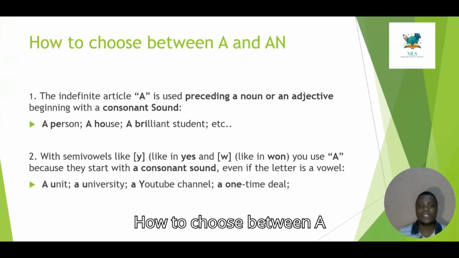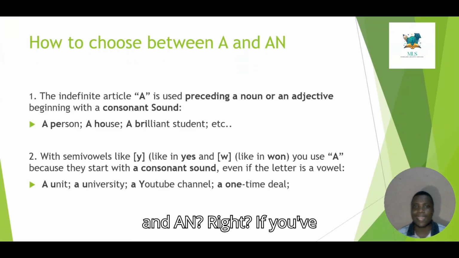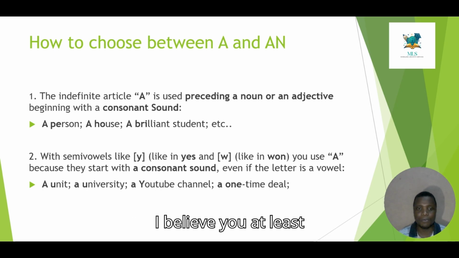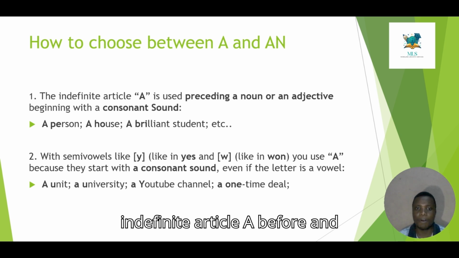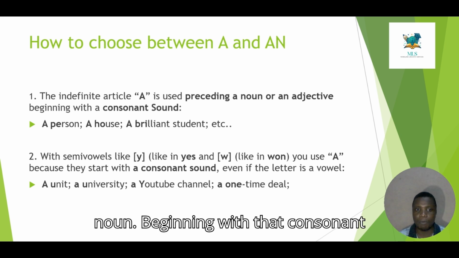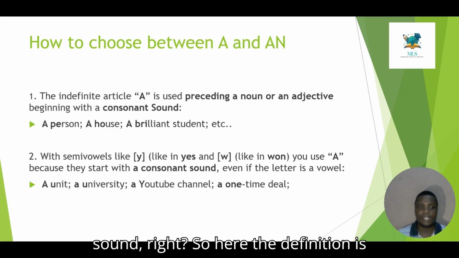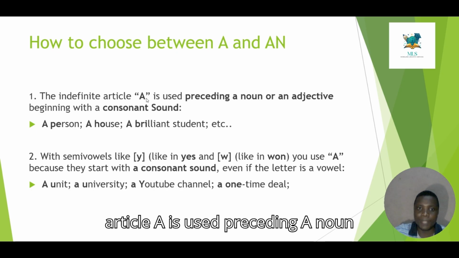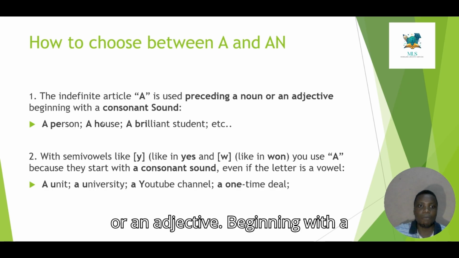How to choose between A and AN, right? If you've been going to English schools, I believe you at least know something about it. All right. So you use the indefinite article A before a noun beginning with a consonant sound. Here is the definition I bring: the indefinite article A is used preceding a noun or an adjective beginning with a consonant sound.